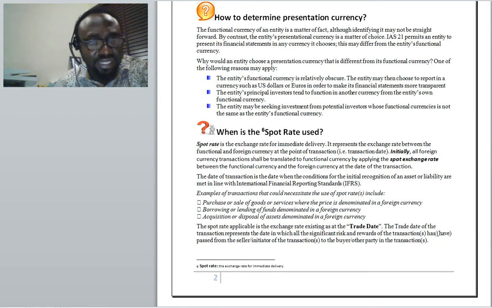Now, let's move to the next question: how to determine presentation currency? If you could recall, in the discussion earlier, we said primarily presentation currency should be the functional currency of an entity, but instances exist where presentation currency might be different from the functional currency. These instances are what we need to consider now. And this is as a result of factors that are taken into consideration, or generally acceptable as the basis of determining such, in accordance with the requirements of IAS 21.